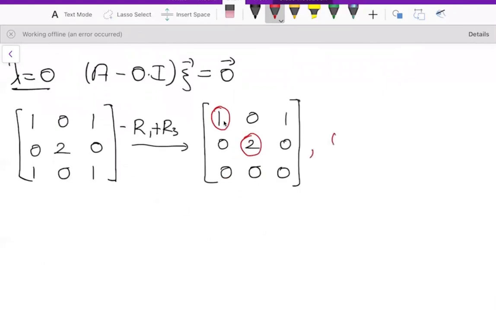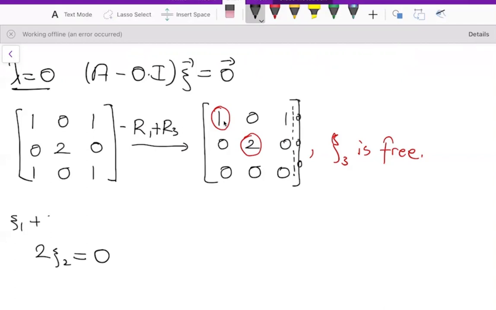C3 is free. If you write the equations back, this says 2 C2 is 0, because remember, we have a hidden 0 here. It's homogeneous, so whatever operation you do, they are always 0. We don't write them to save space and time. And the first equation says C1 plus C3 is 0. So this tells us the following: C1, C2, and C3.